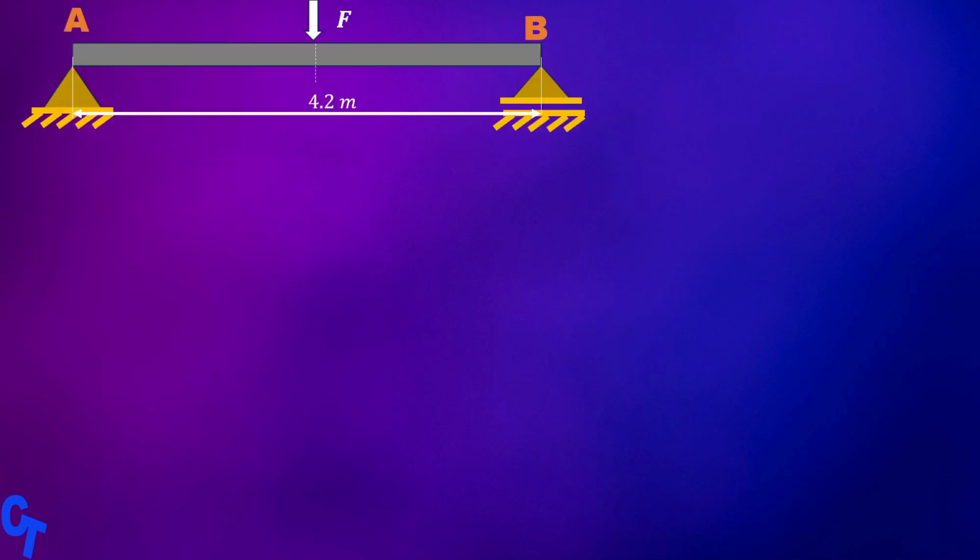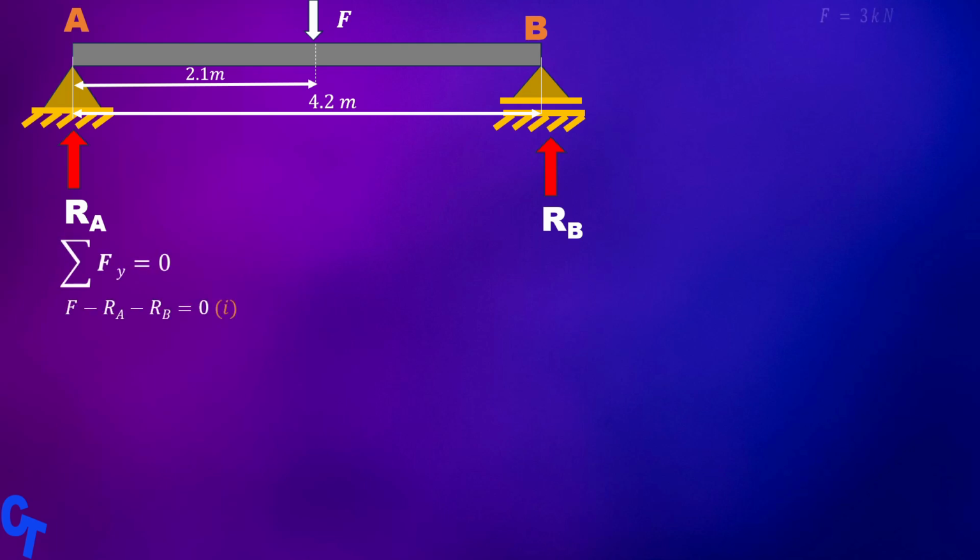Since it's a simply supported beam, we are only going to have upward reactions at points A and B, which means we can write our equilibrium equations if we resolve upwards. We are going to have RA + RB - F = 0 and we name it equation 1. Remember F equals 3 kilonewtons.